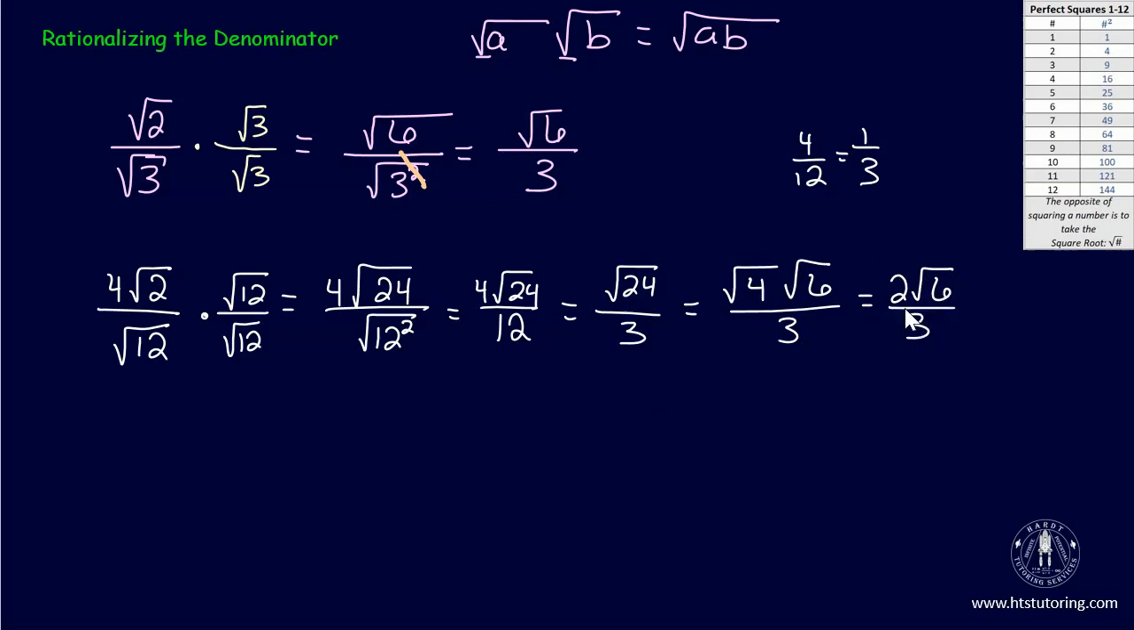I can't simplify 2 over 3. That's a completely simplified fraction. And square root of 6, I can't simplify either. That is a completely simplified square root.